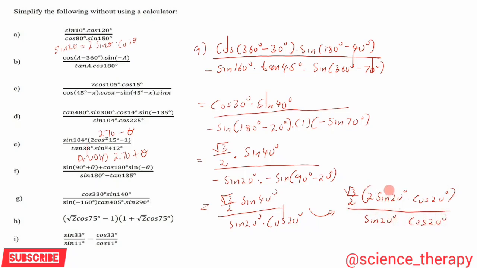At this point we can see that we have obtained the relationship between the numbers. The numbers are now the same, that we have sine 20 up here and then sine 20 down here. Cos 20 cancels out with this cos 20. Now we are left with root 3 over 2 multiplied by 2, which we can see now the 2 and the 2 will cancel out, so our solution is root 3 once again.